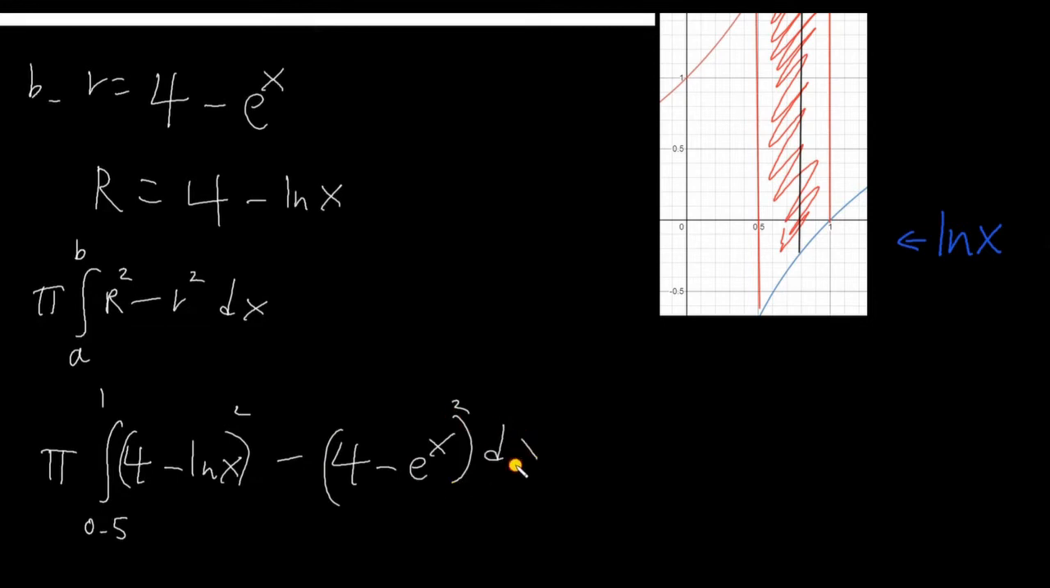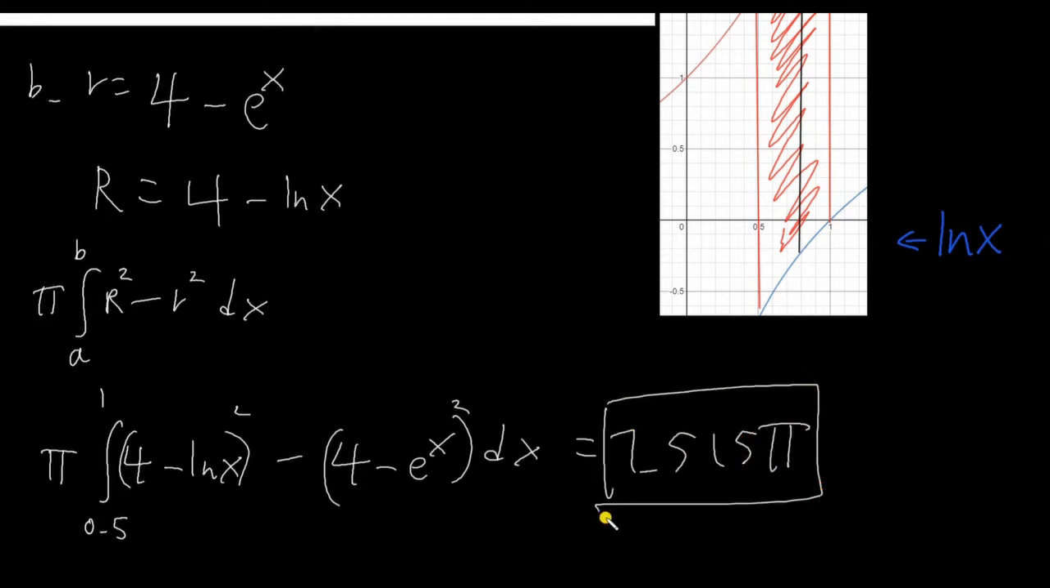squared dx. And then when this whole thing goes in the calculator, we are going to get an answer of 7.515 pi. And for points, you get 1 point for including the correct limits and the pi, 2 points for the stuff in here, 1 point for the final answer.